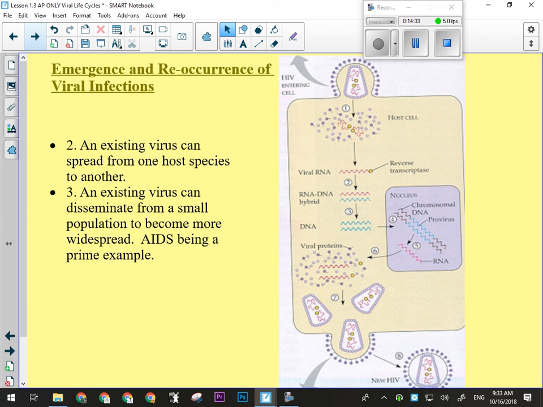Okay, and then thirdly, an existing virus can disseminate from a small population to become more widespread. This is what the World Health Organization is always worried about. Okay, when that SARS virus was going around about 8 or 9 years ago now, they were very concerned because if someone was infected with it and then got on a plane, they could take it from one place to another and cause what we call a pandemic, which would be a worldwide infection of that particular virus.